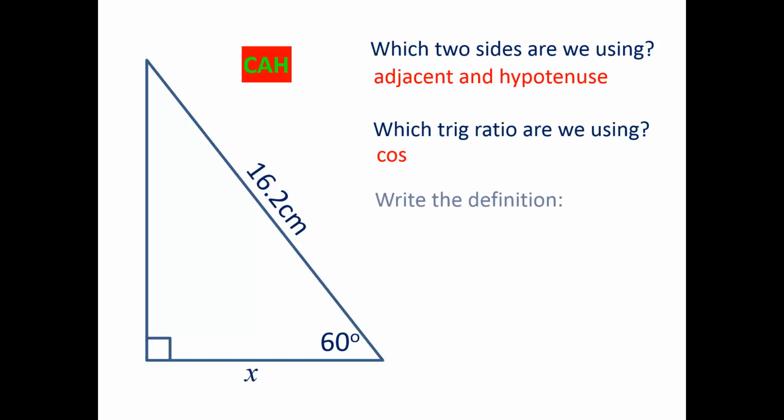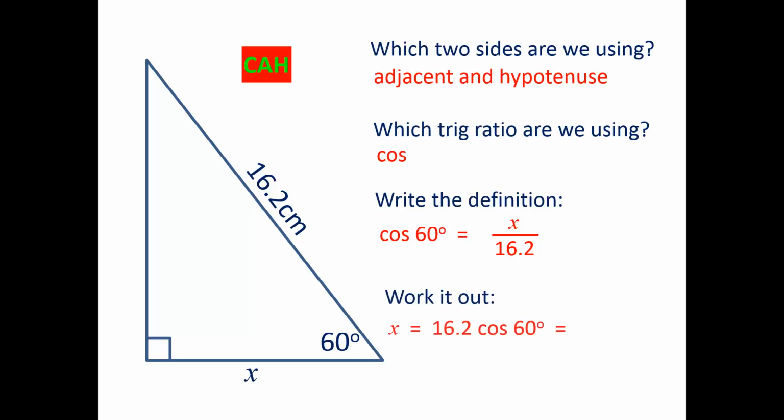Now what we do is, the third W is write the definition. Now what we mean by that is, what does cos actually equal? Well, cos of an angle is the adjacent over the hypotenuse. So in this case, cos 60 equals x divided by 16.2. So now to find x, we either think of moving the 16.2 from one side to the other, or you might think of it as multiplying both sides by 16.2. But when we come to work it out, we'll end up with that. x equals 16.2 cos 60. You work that out on a calculator, 8.1.